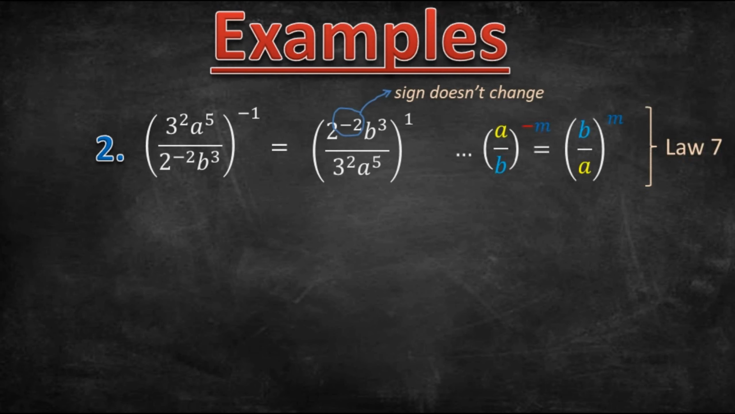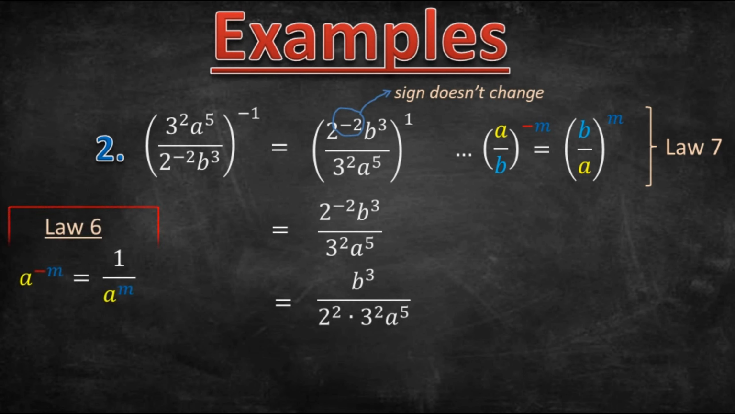Now we can drop the power of 1 because we know that anything raised to the power of 1 remains the same. We have a 2 to the -2 in the numerator. We can use law 6 and take it into the denominator as 2 to the +2.